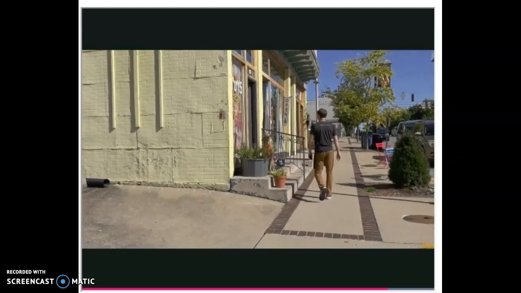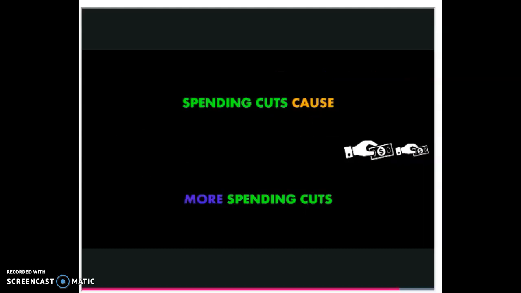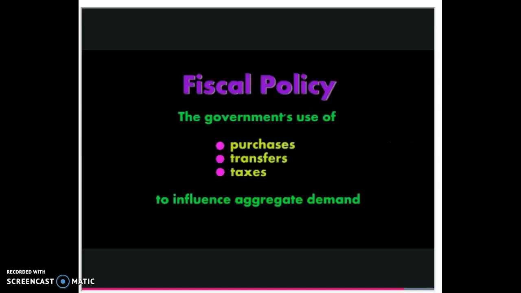The multiplier also works in reverse. If the government wants to slow the economy down, it can purchase fewer goods and services, which results in less spending by the people who would otherwise receive money from the government. That's our review of how fiscal policy works.